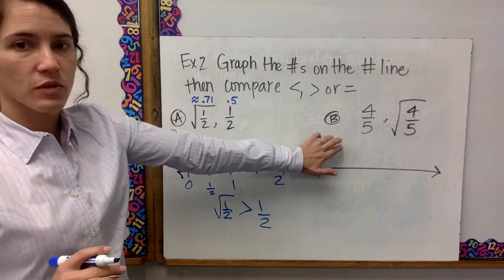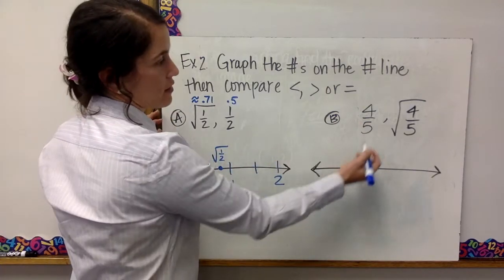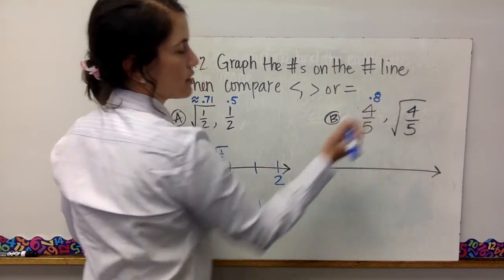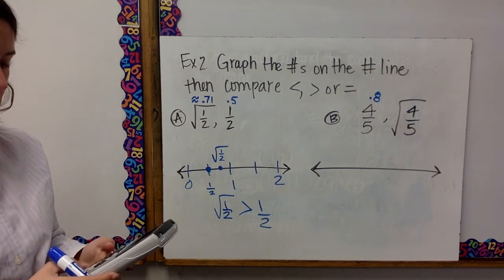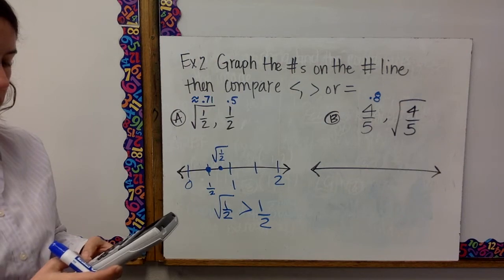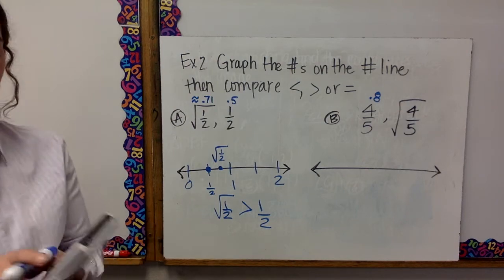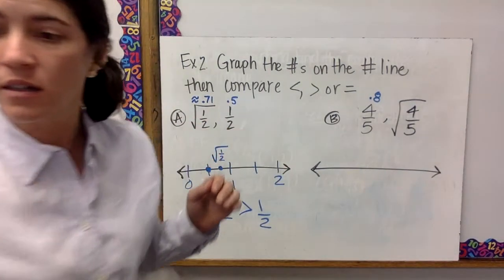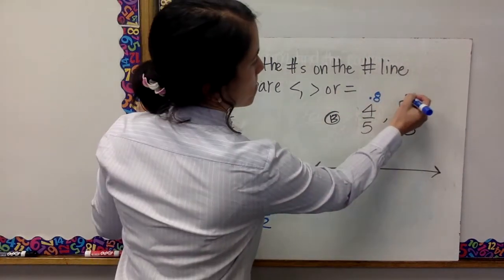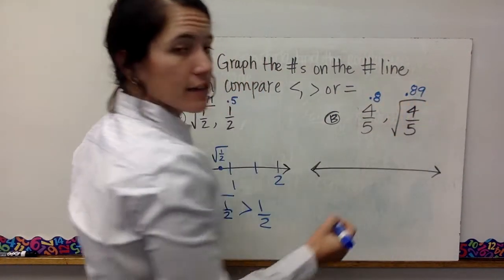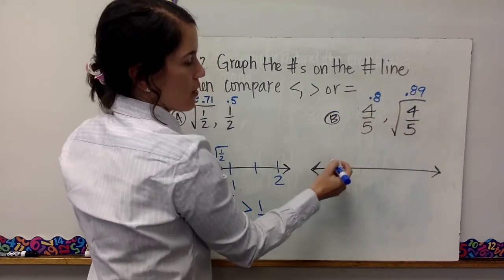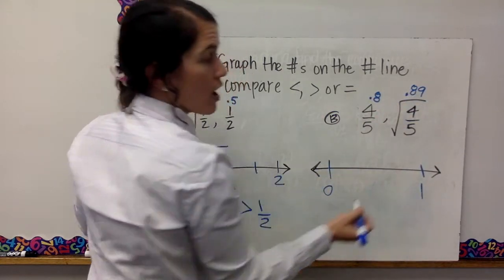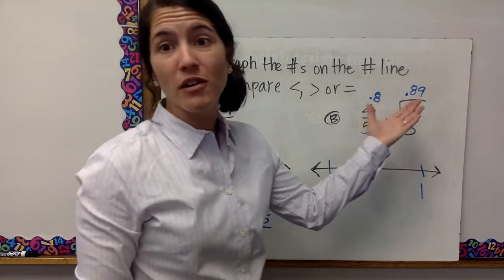All right, let me show you this one right here. We have 4/5, which is 0.8. And the square root of 4/5 is 0.89. Now, I'm just going between 0 and 1 because both my numbers are 0.8.